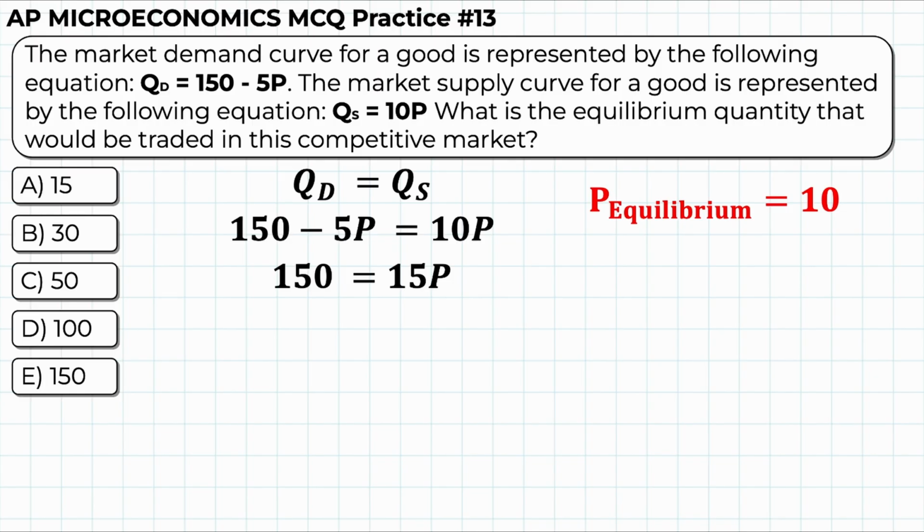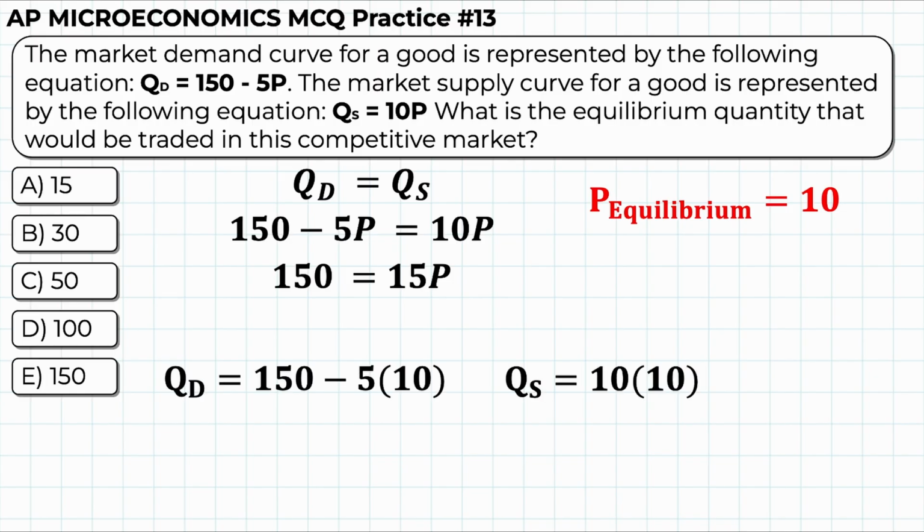Now all I need to do is take this equilibrium price and substitute it into the demand or the supply equation. It doesn't matter which one, because no matter which one I plug it into, it's going to give me the same answer. The quantity traded in equilibrium is 100 units.